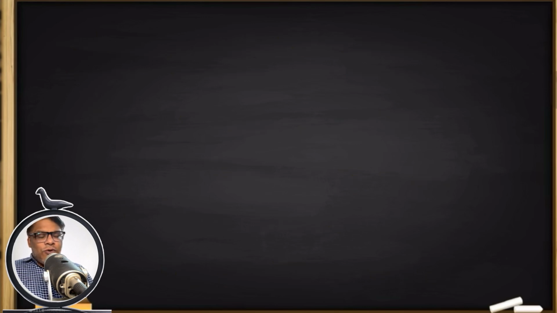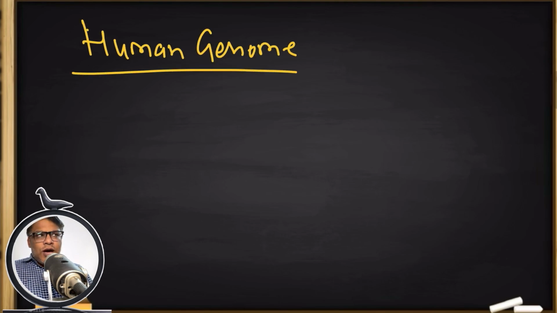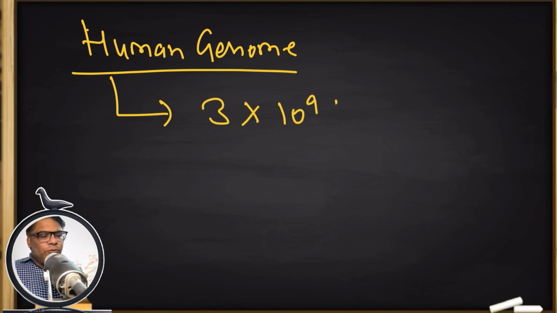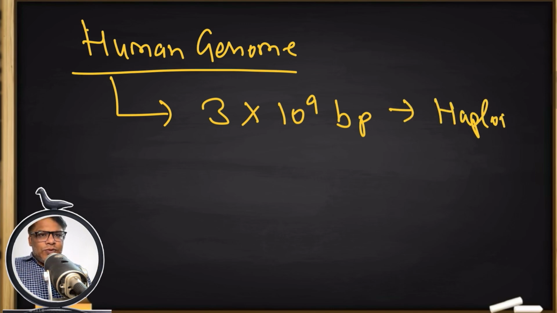Now, hopefully you must be knowing about the human genome, the total DNA content. In the human genome, you are going to have 3 into 10 to the power 9 base pairs, which means 3 billion base pairs. But here, I just want to tell you that this is the haploid DNA content. Okay. Now, what will be the total?